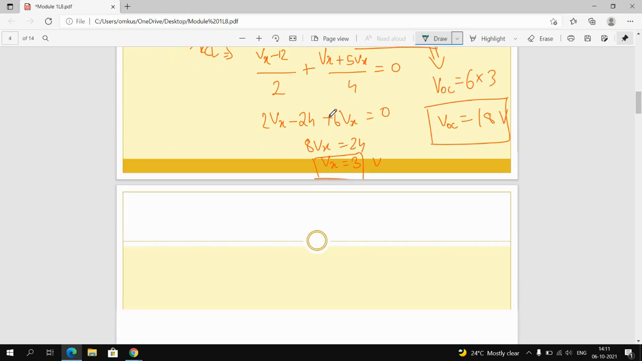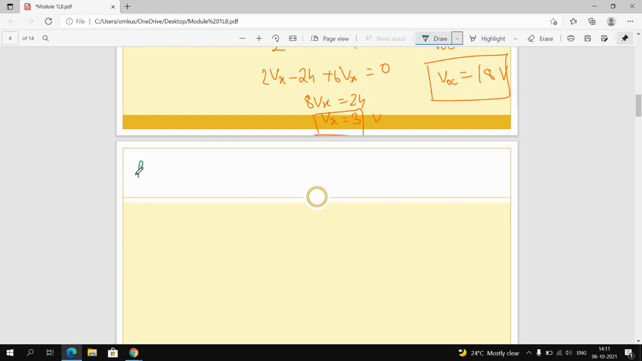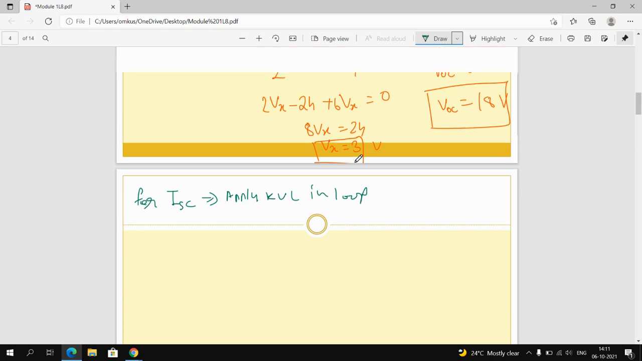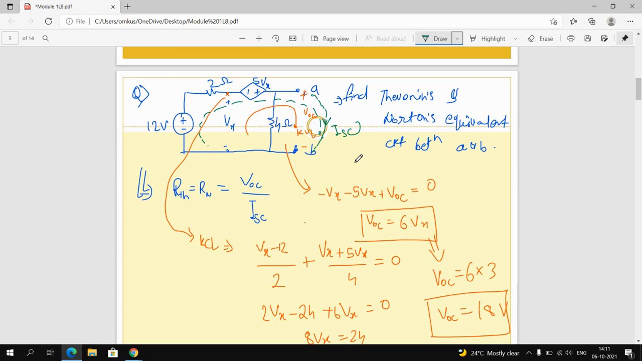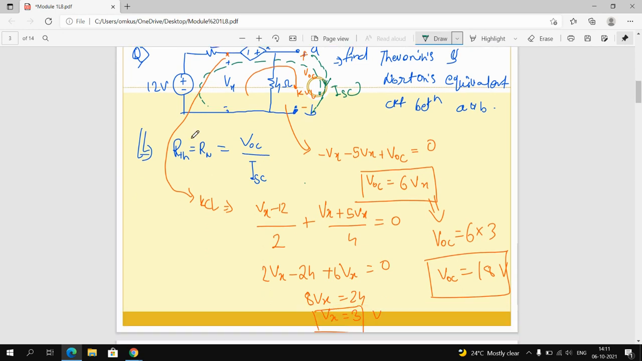Now see, for ISC, apply KVL in the loop. So apply KVL in that whole loop, that is minus 12 volt. See, this is a redundant term, right? No use in this circuit. So ISC current flows in that circuit. So ISC into 2 ohm, this is minus 5 volt Vx, and the circuit is closed, right?